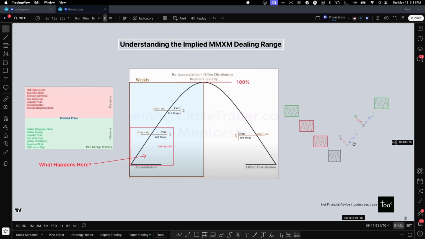Give me a one if that makes sense. Beautiful. Any questions about understanding the implied market maker dealing range? Does this make sense to you guys? If you have any questions, now is the time before I move forward. Okay. All clear? Some people are typing. Less people are typing. All right, let's move forward.